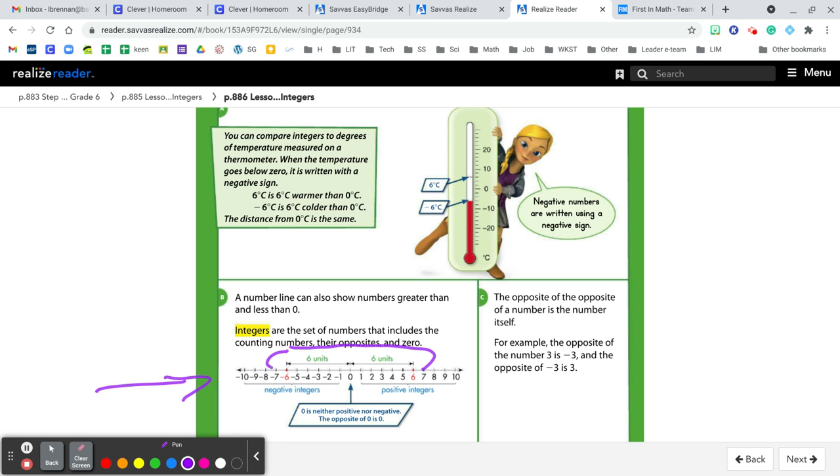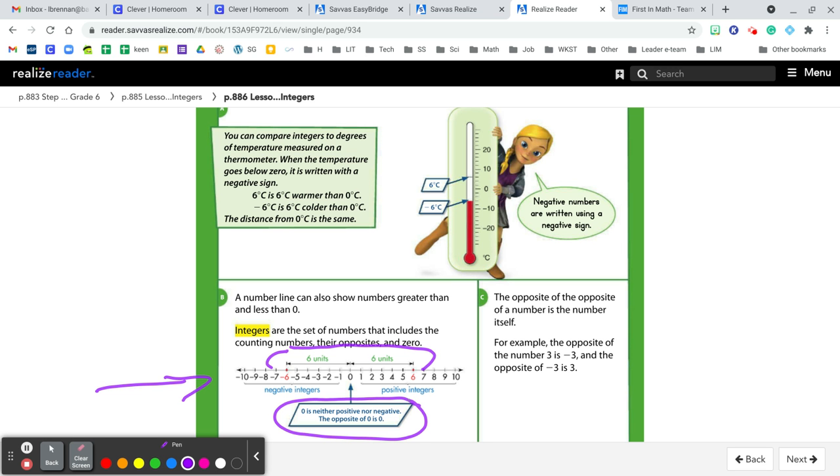Integers are the set of numbers that include the counting numbers and their opposites and 0. The counting numbers are the positive numbers. They're the numbers you've used since kindergarten. The opposites are the negative numbers, and all together they're called integers. And 0 is kind of tricky. 0 is not positive and it's not negative, but it is called an integer.